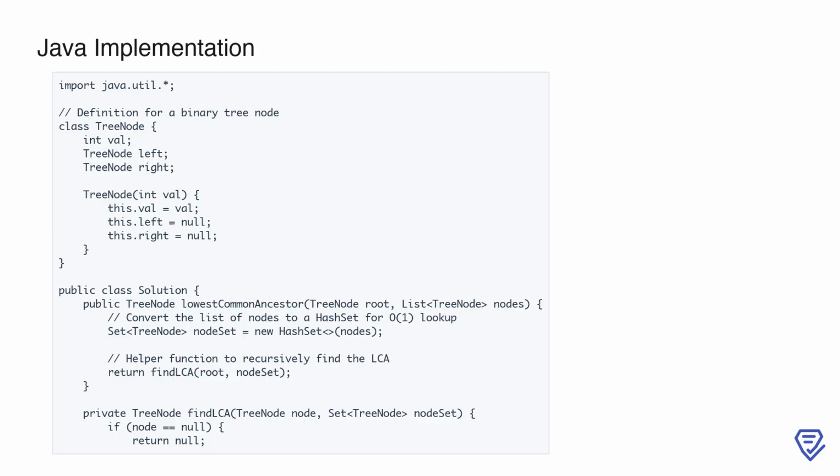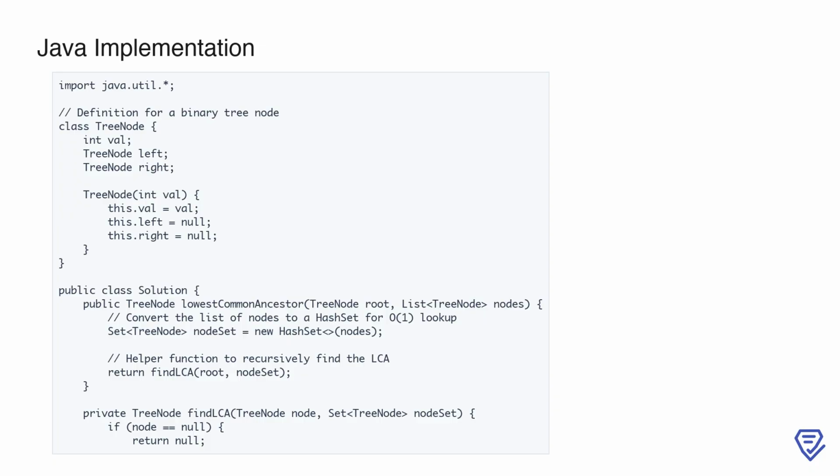Each tree node has a value, along with left and right child pointers, both initialized to null. Then, in the solution class, we define the method lowest common ancestor. This method takes the root of the binary tree and a list of target nodes as input. To optimize the lookup of target nodes, we convert the list into a hash set, which allows for constant time membership checks. After this, we call a helper function, findLCA, to recursively determine the lowest common ancestor.